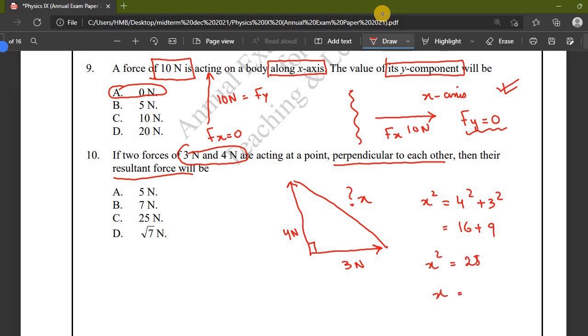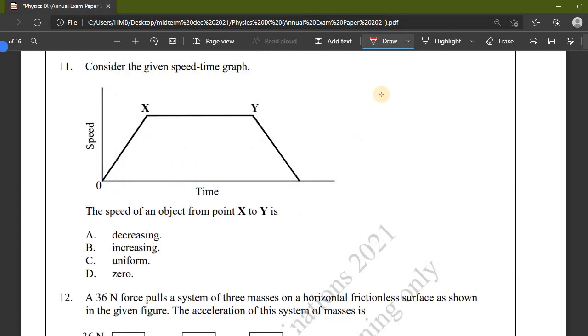So the resultant is equal to the square root of 25, that is equal to 5 Newton. So the magnitude of the resultant of these two forces acting perpendicular to each other is equal to 5 Newton. So the correct answer for this question is option A.